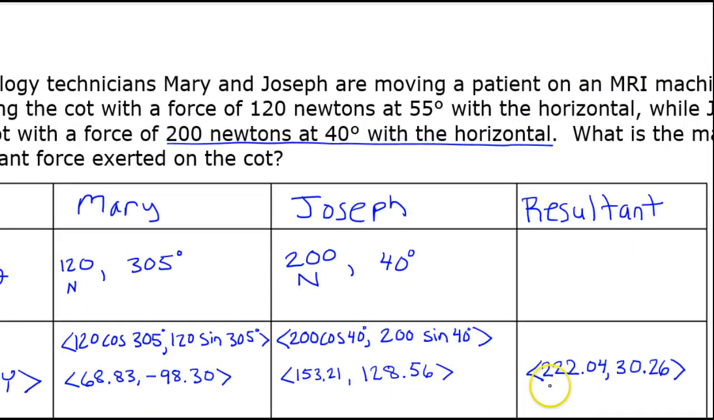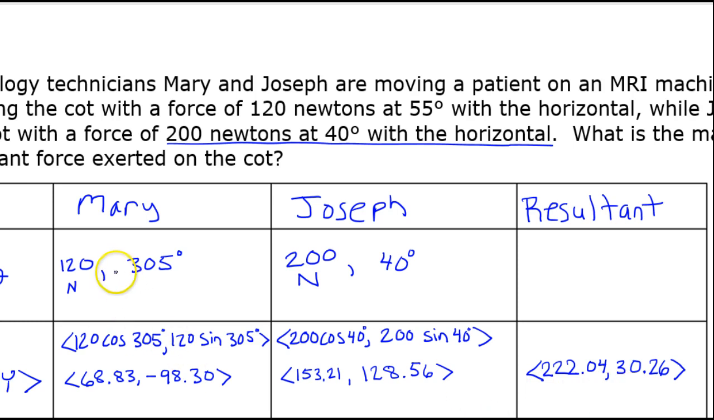So of course I can get this resultant vector in component form by simply adding the corresponding components. So I've added the 68.83 with the 153.21, and that's how I got 222.04. I've added negative 98.30 plus 128.56, and that gave me 30.26. So this is the resultant vector in component form.